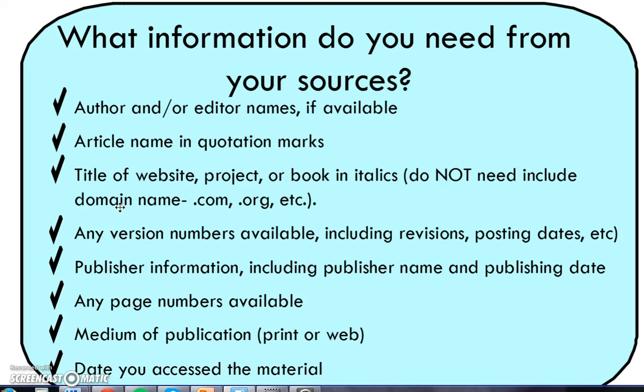First thing you look for is always the author. Sometimes the author won't be available, so if that's the case, you move on to the next piece of information, which is the article name. The article name should always be in quotation marks. The next piece of information is going to be the title of the website, project, or book.